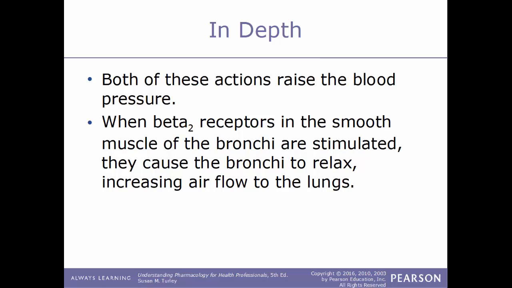When beta 2 receptors in the smooth muscle of the bronchi are stimulated, they cause the bronchi to relax, which will increase the airflow to the lungs. This is why cardioselective beta blockers are used. In this type of situation, you don't want to block the beta 2 receptors in the bronchi. You want them to be stimulated so there's more airflow going to the lungs.